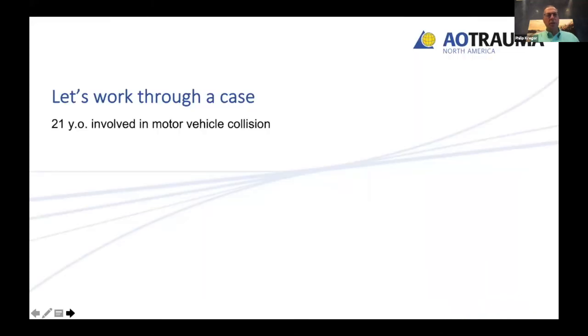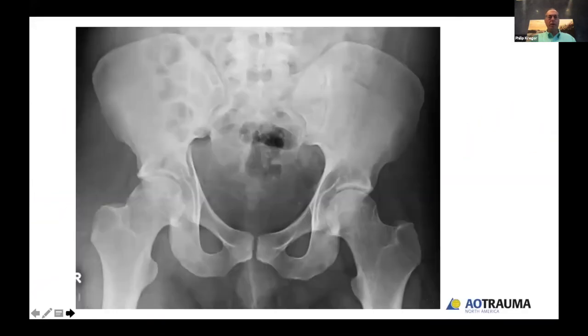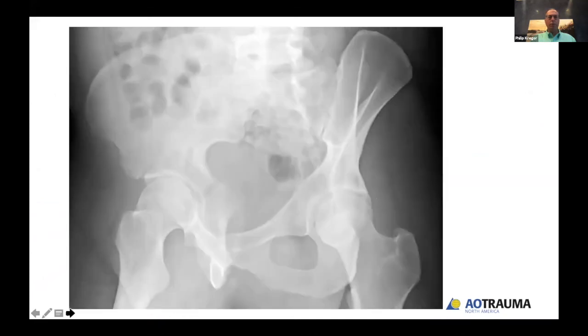So in closing, let's work through a case. This is a 21-year-old involved in a motor vehicle collision, and what I'd like to have you see is the struggle that I can have in reducing, hopefully, you see a relatively high involvement anteriorly. You see a very small posterior wall.